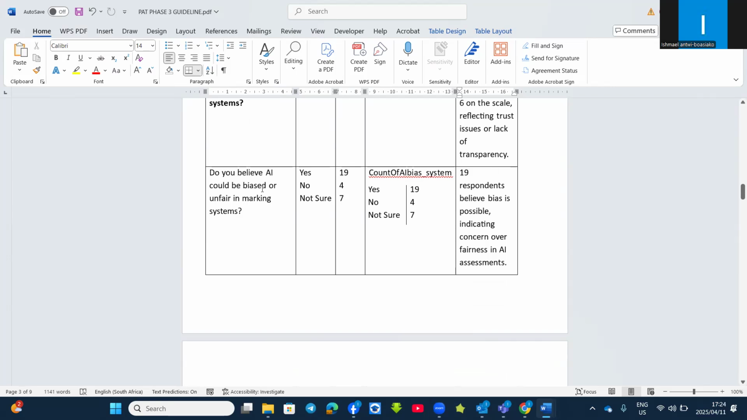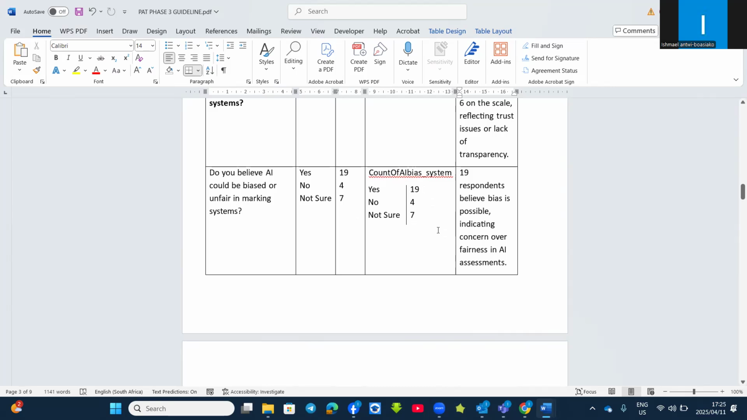Now, do you believe that AI could be biased or unfair in marking systems? For this question, let's say you use queries with an aggregate function. You use the snipping tool to take a screenshot and then you put it here. Normally you see a count of. Then you interpret them. It is similar to using COUNTIF in a spreadsheet. 19 respondents believe bias is possible, indicating concerns over fairness in AI assessment.